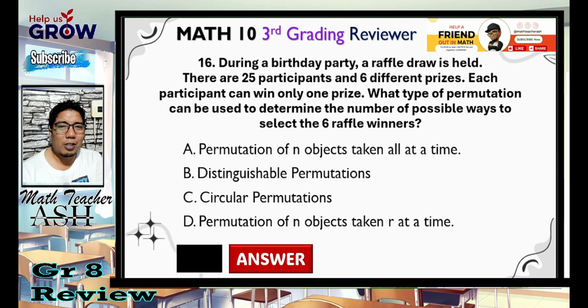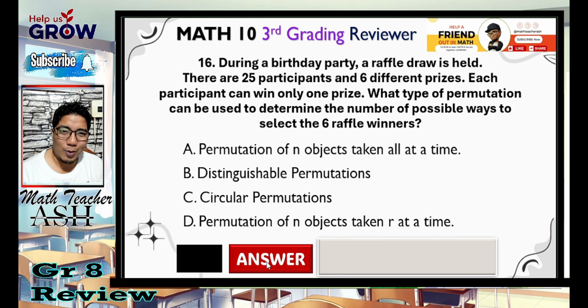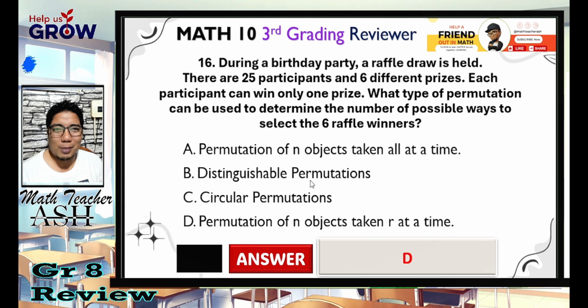Alright, my dear math learners, it is very easy to distinguish the answer for this question. Why? Because there are 25 participants and only 6 prizes to be given. So, there could be 25 as our n and 6 as our r. That would satisfy the permutation of n objects taken r at a time. Letter D is the correct answer. Let's check whether we are correct. Alright, easy, right? Now let us go to question number 17.